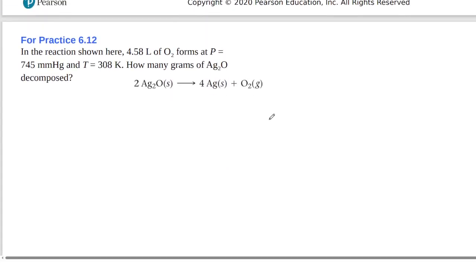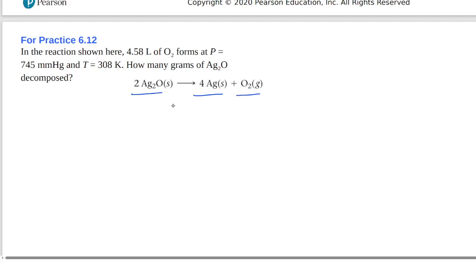For practice 6.12, in the reaction shown here, 4.58 liters of O2 forms at P equals 745 millimeters of mercury, and T is 308 Kelvin. How many grams of silver oxide decomposed according to this reaction? 2 moles of silver oxide yields 4 moles of silver and 1 mole of oxygen gas. So we have a ratio of 1 to 2 for oxygen gas to silver oxide.